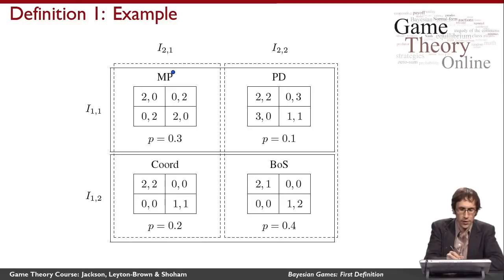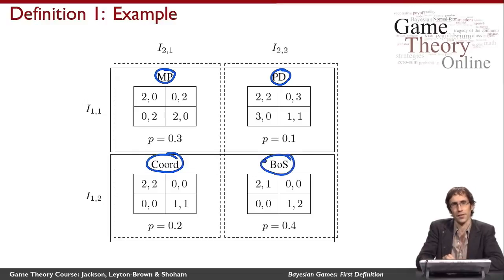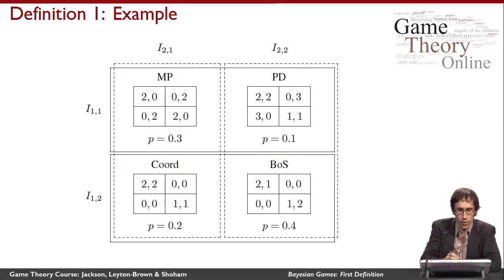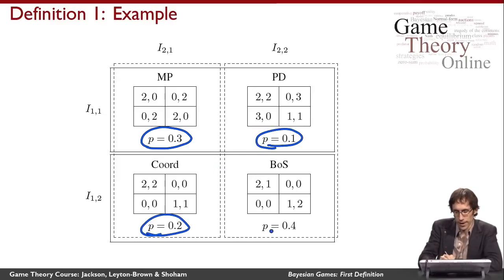So the first thing to notice is that there are 4 possible games that might be played: matching pennies, prisoner's dilemma, coordination, or battle of the sexes. Incidentally, prisoner's dilemma here is being played with different payoffs than you might have seen before, but that doesn't matter. It's strategically the same game. And we have a common prior over the games. So there's a 30% chance that the game the players will in fact be playing is matching pennies. There's a 10% chance that they will be playing prisoner's dilemma, 20% chance of coordination, and a 40% chance of battle of the sexes.